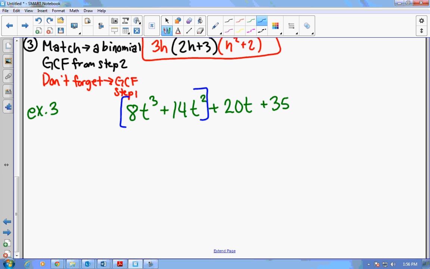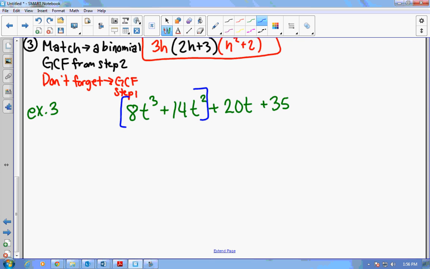4 doesn't go into 14. No, it's going to be smaller. 2. So pull out a 2. Also, this one I think is cubed. Make that a 3.